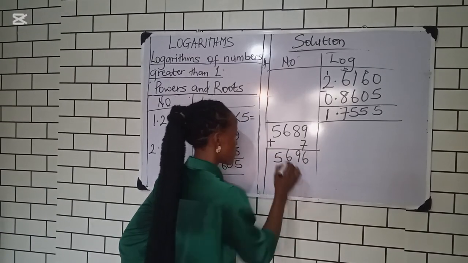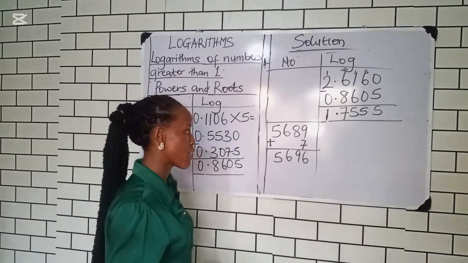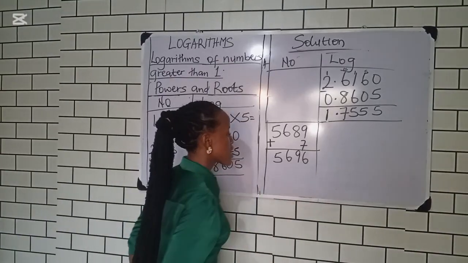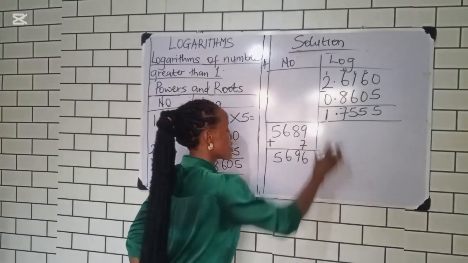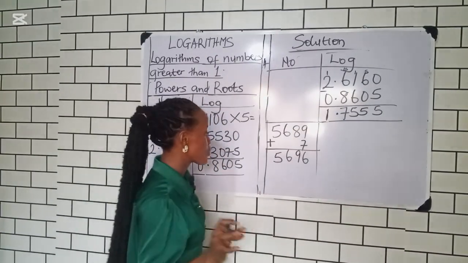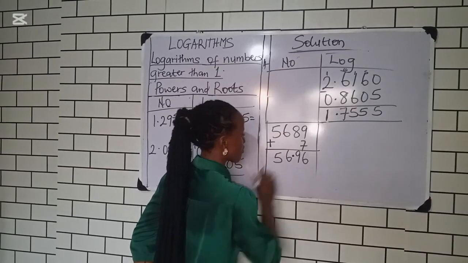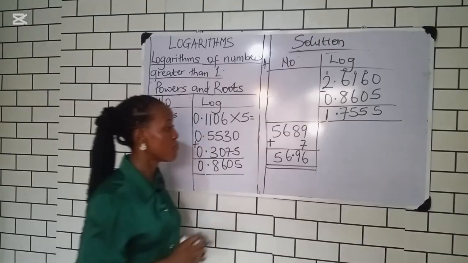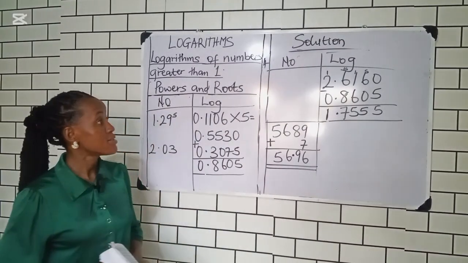Bring down your 5. You know the work of the characteristic part is only to determine the position of the decimal point, in such a way that if you write this number in standard form, then your power of 10 is going to be the same number as this characteristic part. For this to be so, we're going to position our decimal point here. And here is our final answer for question number 4. This is where we are going to end today's class.